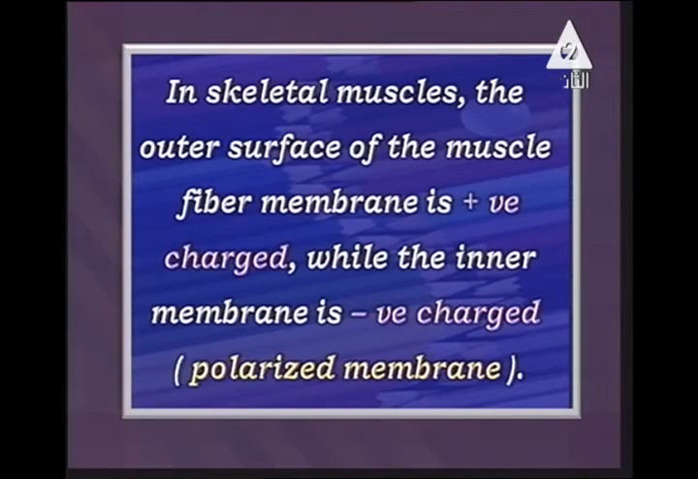Well, number 1, in the skeletal muscles. Again, we are talking about that. What we need to know is how your muscle contracts or relaxes. The skeletal muscle has 2 surfaces, okay? The outer surface and the inner surface. The outer surface, okay, is positively charged, while the inner membrane is negatively charged. So we have what? A polarized membrane. Polarized means it has 2 different charges.